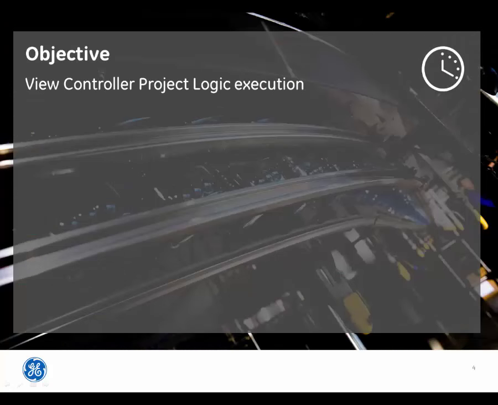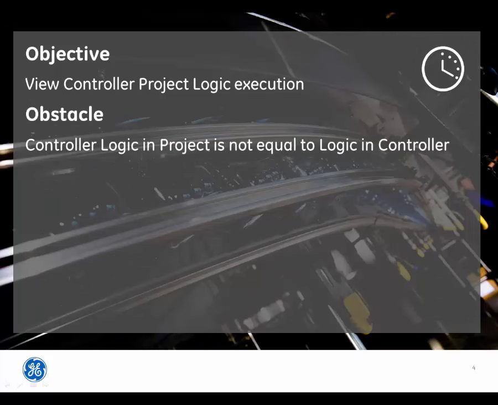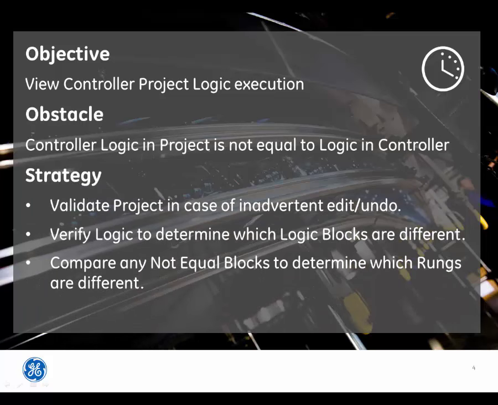The objective of this Maintenance Minute is to view the controller program logic execution. The obstacle is that the controller logic in the project is not equal to the logic in the controller. The strategy to solve this issue is to, first, validate the project in case of an inadvertent edit that has been undone. Second, verify the logic to determine which logic blocks are different. And third, compare any not equal blocks to determine which rungs are different.